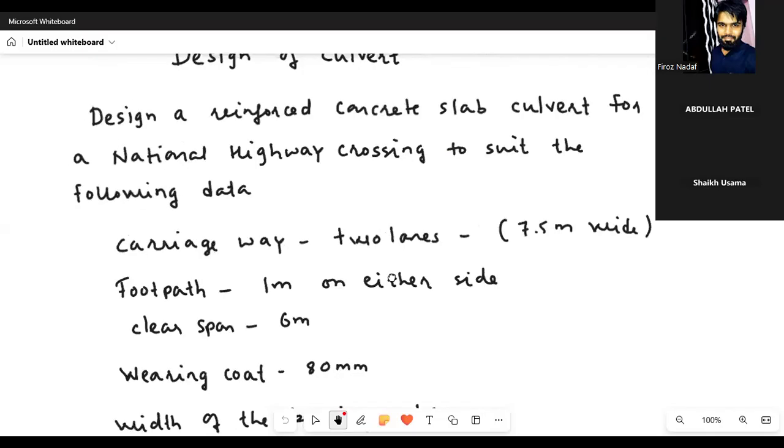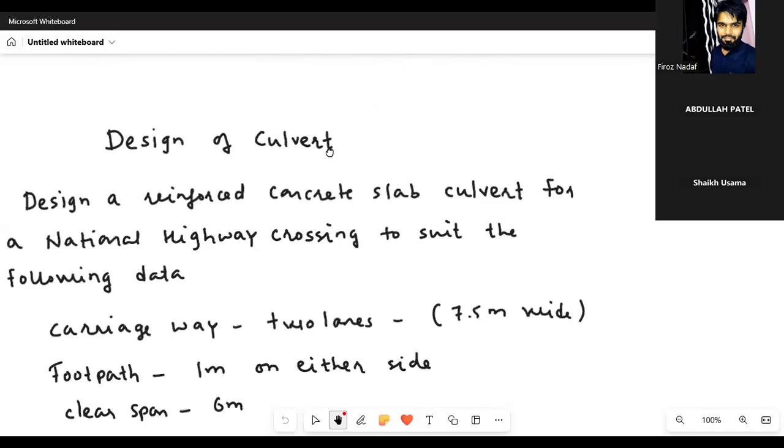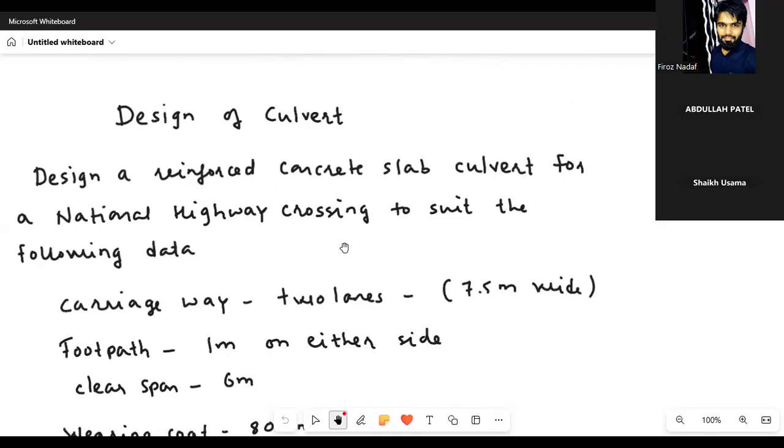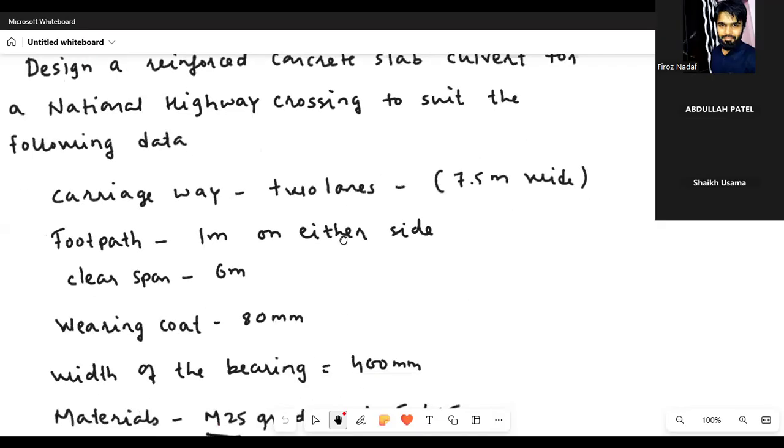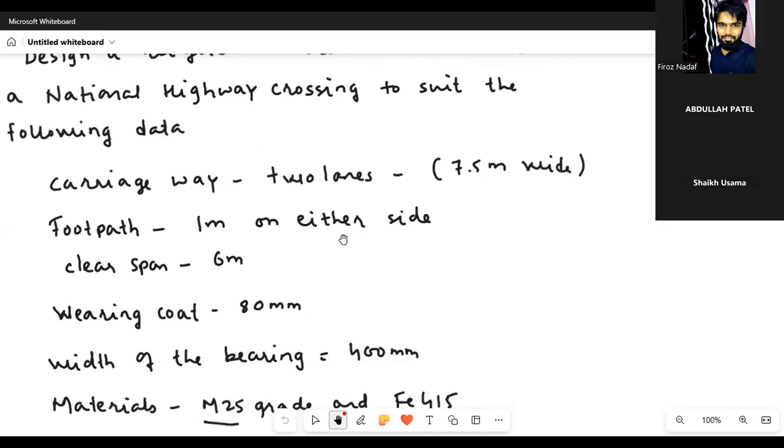Okay, in the previous class, we started the design of a culvert. The problem statement is: design a reinforced concrete slab culvert for a national highway crossing to suit the following data. The width of the carriageway is 7.5 meter, the footpath is 1 meter on either side, and the clear span is 6 meter.